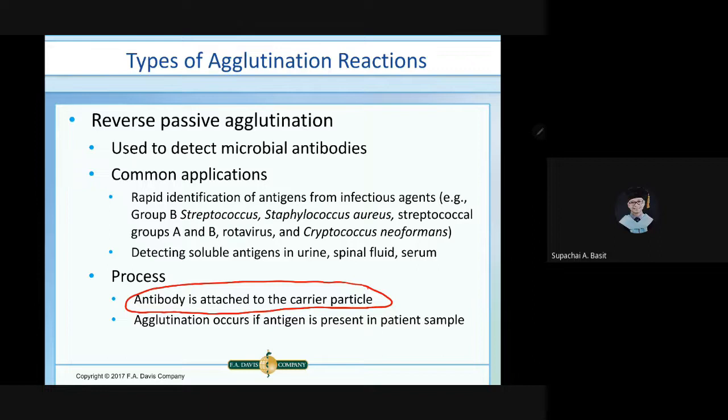Okay, so it is used to detect microbial antigens, and common applications would be rapid identification of antigen from infectious agents such as group B Streptococcus, Staphylococcus aureus, streptococcal groups A and B, rotavirus, Cryptococcus neoformans. So here we can detect soluble antigens in urine, spinal fluid, and serum. Agglutination occurs if the antigen is present in the patient sample.